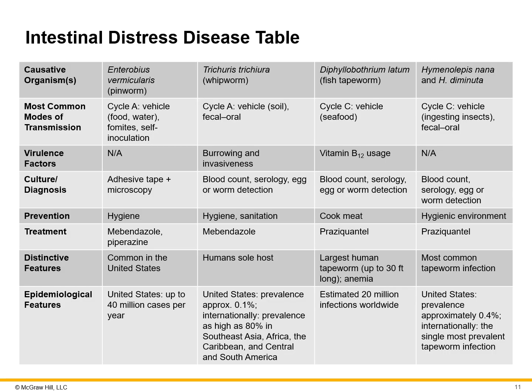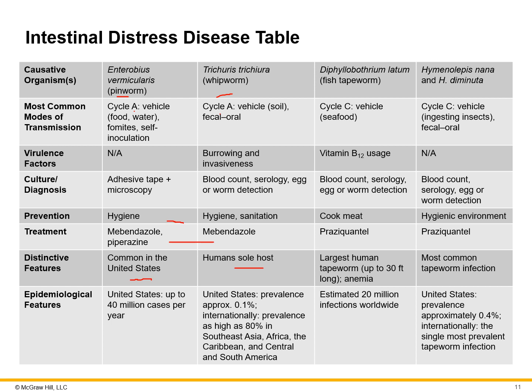All right, so the pinworms, as well as the whipworms, both have life cycle A. Again, transmission is through food, water, or the fecal-oral route. Hygiene is the best way for preventing these, as well as sanitation. And then there are anti-helminth drugs that can be used for treatment. The pinworm is common in the United States. The whipworm, humans are the only host that is used.